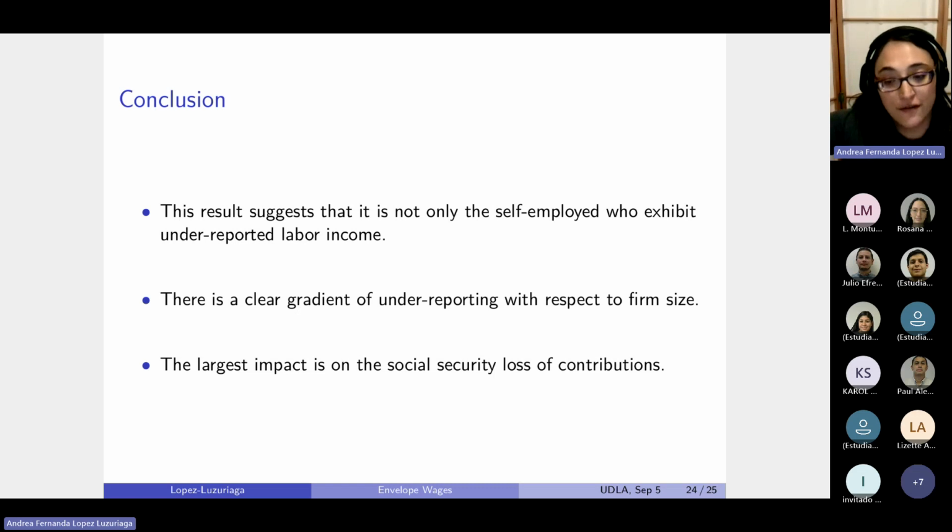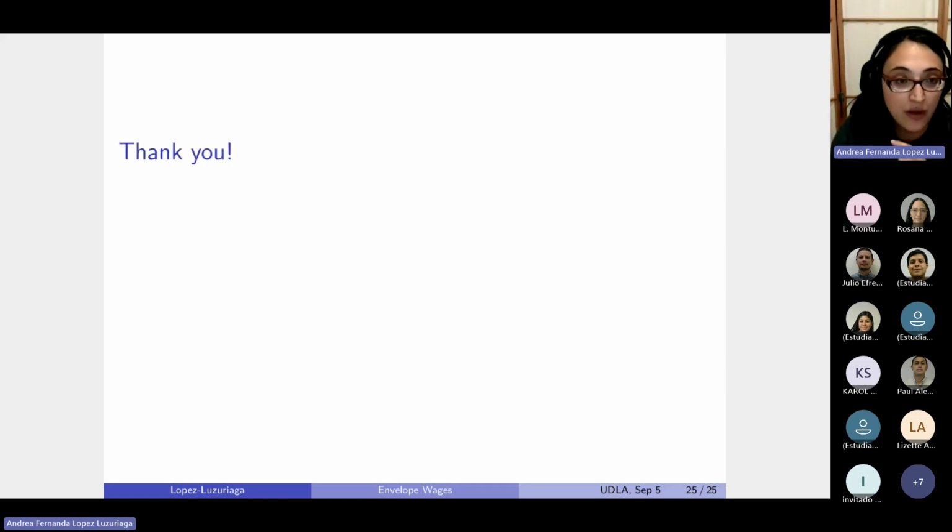That's why, the larger the firm, you don't see anything else. And the larger impact on government finances is on the size of Social Security contributions. Therefore, if something is to be done about this envelope wages gap, the solution may be on the Social Security side rather than on the tax authority side. Thank you. And I think I almost did my half an hour.